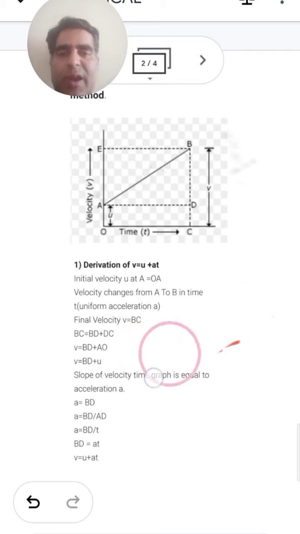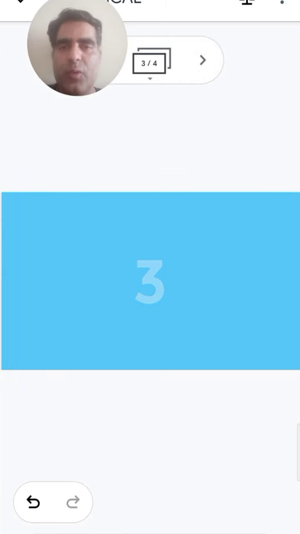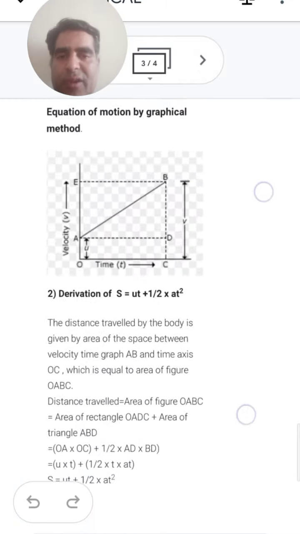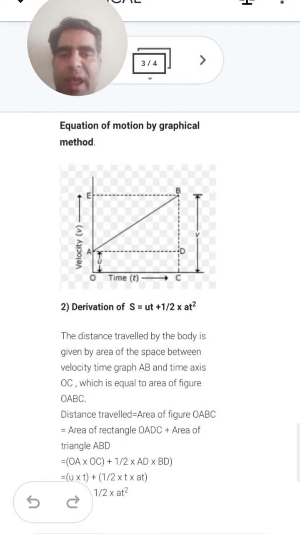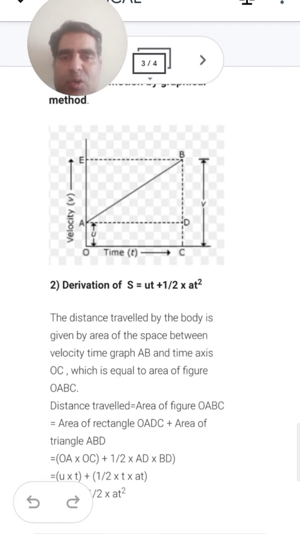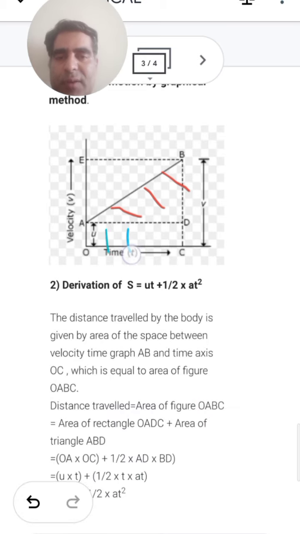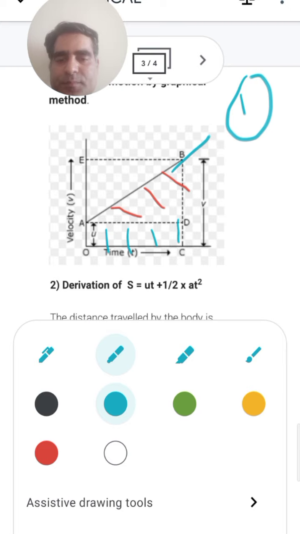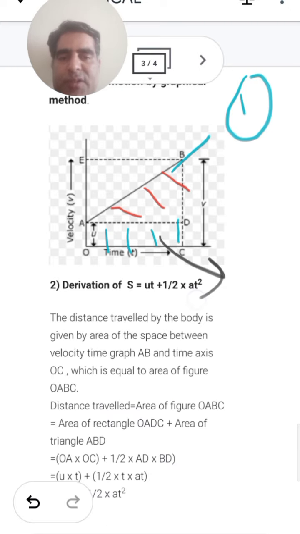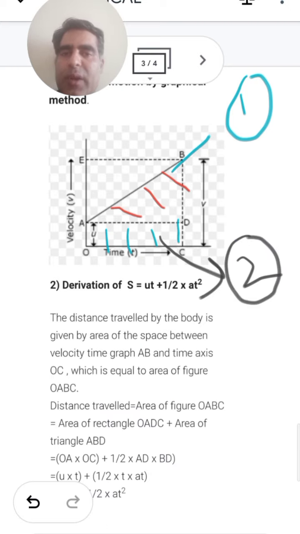Now moving to the second equation of motion. The second equation of motion says that s is equal to ut plus half at square. It is the combination of two areas: this one is the first, the triangle, and this one is the rectangle. It's a combination of these two.